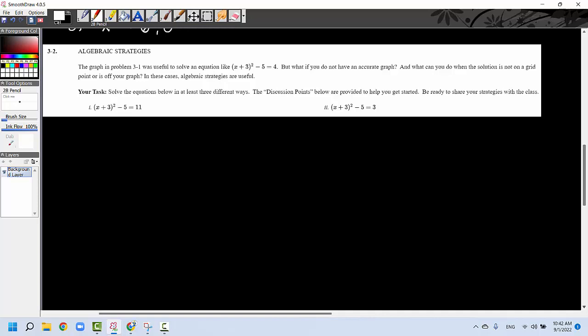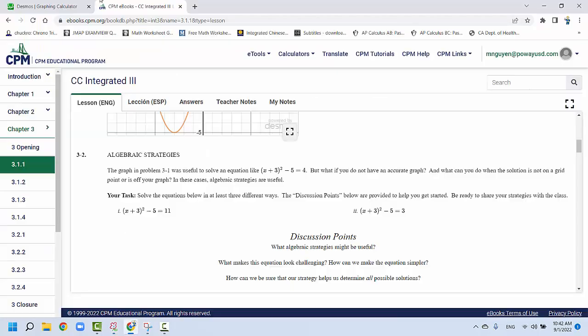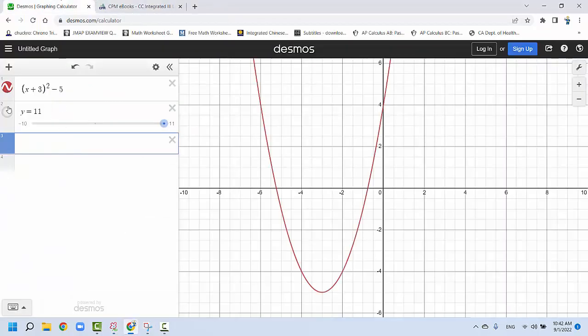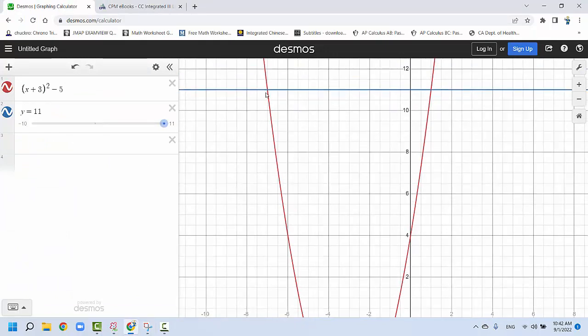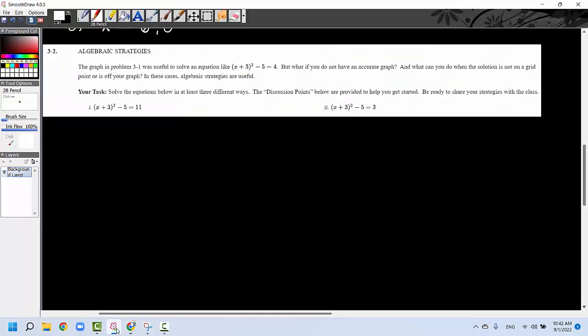Of course, one method is I could just graph this thing, right? If I had Desmos readily at my side, I could just graph both like I have, and then see where the points of intersection are, which would be negative 7, 11, and 1, 11. So that would be one strategy, if we had the technology available to us. Another strategy that we could use would be to simply add 5 to both sides. So if I add 5 to both sides, that'll be 11 plus 5, which is 16.